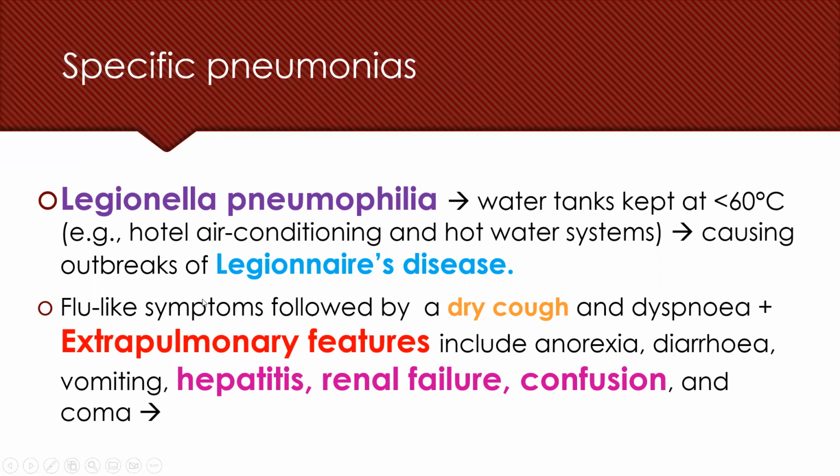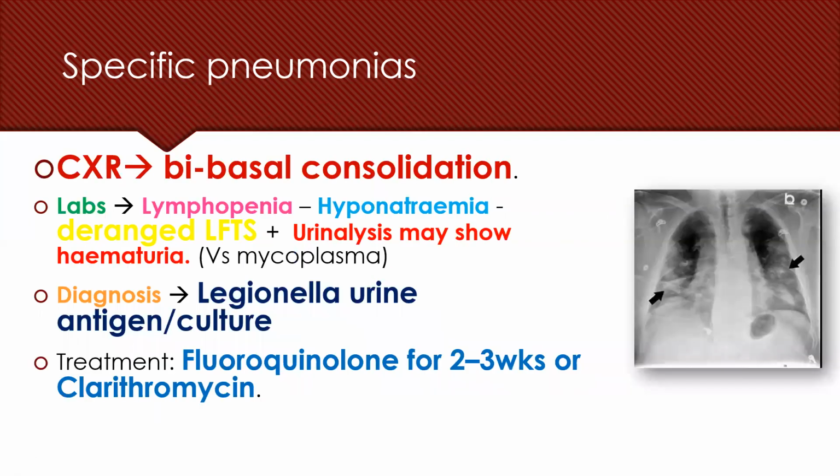This is a very specific, peculiar, and unique scenario. A lot of questions target Legionella in all the question banks, and you will find a question about Legionella in any exam, in any MRCP exam. There must be a question about a specific type of pneumonia, particularly Legionella. The chest X-ray shows bibasal consolidation. Labs may show lymphopenia, hyponatremia, deranged liver function tests, and urine analysis may show hematuria. This may put some confusion with mycoplasma.